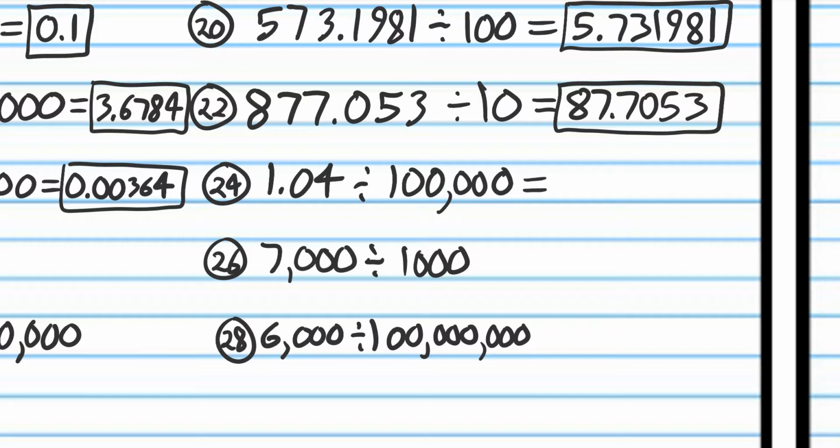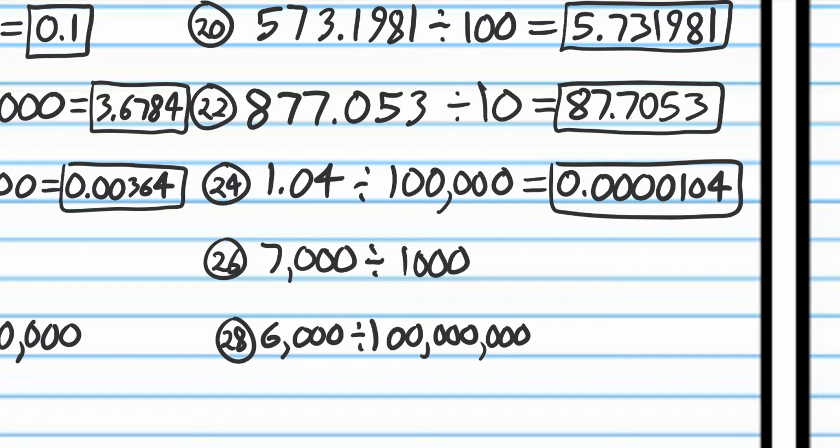All right, so we have to move the decimal 1, 2, 3, 4, 5 places to the left. So we're going to move it 1 place, and then we're going to have to add 4 zeros. So 1, 2, 3, 4, 1, 0, 4. So if you got that answer, good job.